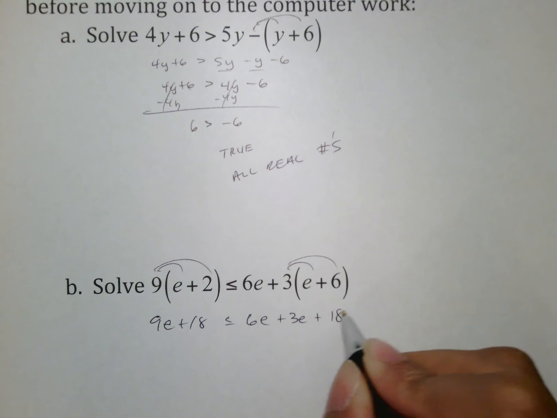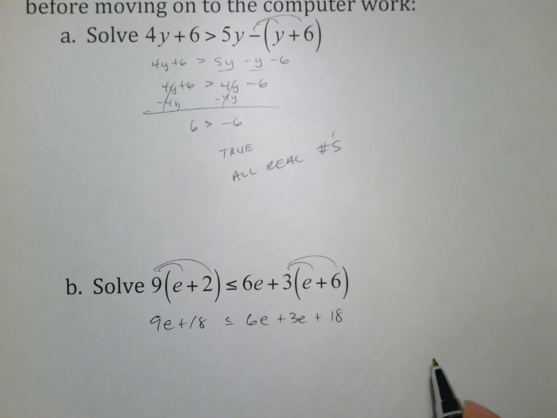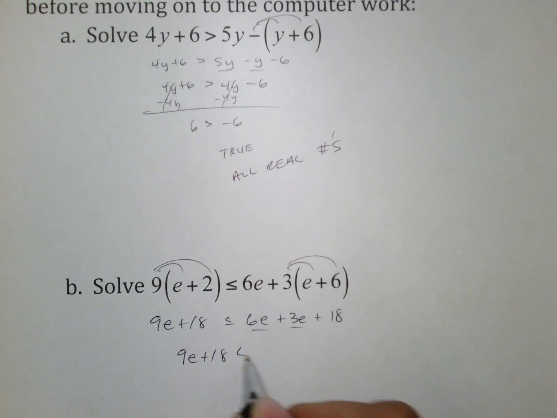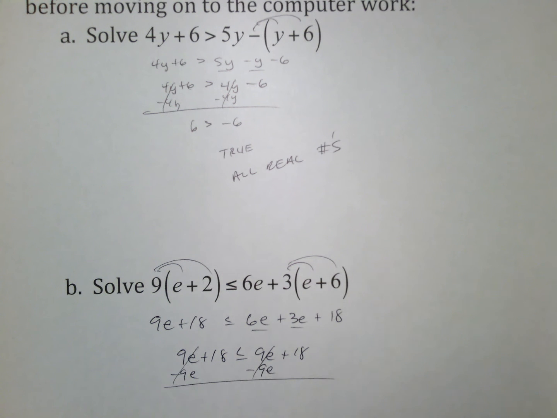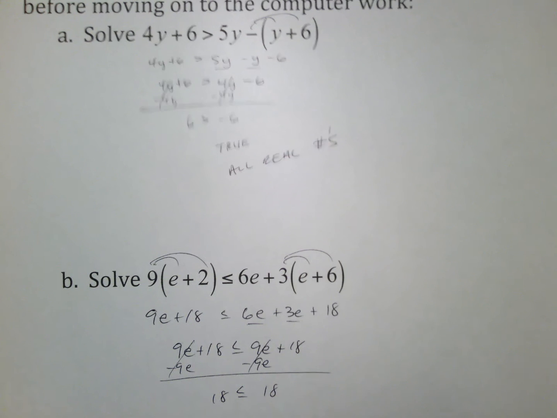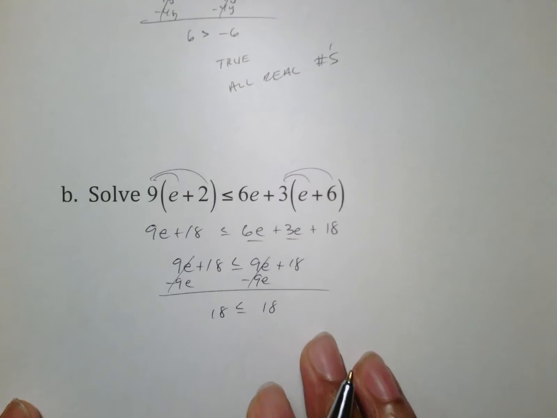3 times 6 is 18. This is done, but I think I can still do more over here by putting 6 and 3 together. So 9e plus 18 less than or equal to 9e plus 18. Subtract 9e from both sides because everything is simplified. 18 comes down the left, 18 comes down the right, and now you have to make a decision.